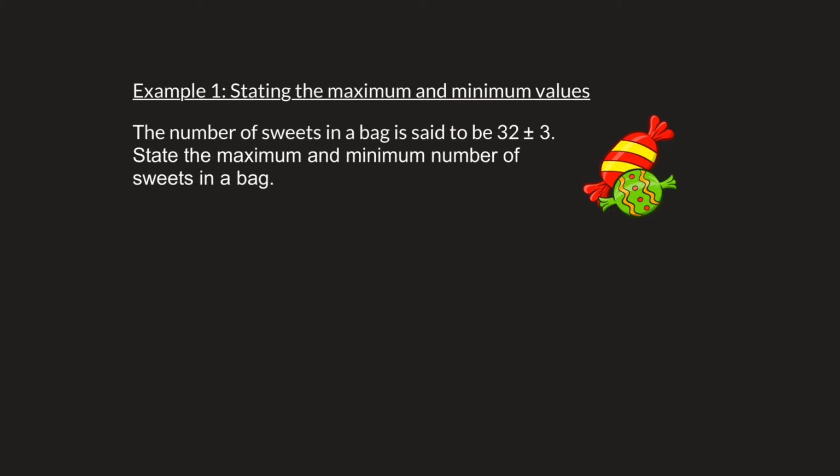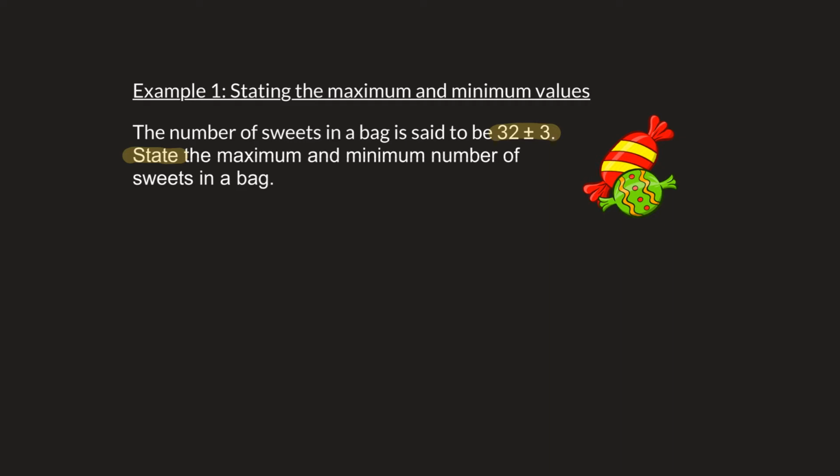For our first lesson on tolerance, we're going to just look at quite simply stating the maximum and minimum values when given a tolerance interval. So the first example here says that the number of sweets in a bag is said to be 32 plus or minus 3. It says state the maximum and minimum number of sweets in a bag. So your first clue here should be the word state. And what that tells you is that you're just being asked to do something quite simple. And in this case, all you're being asked to do is add and subtract 3 from 32.